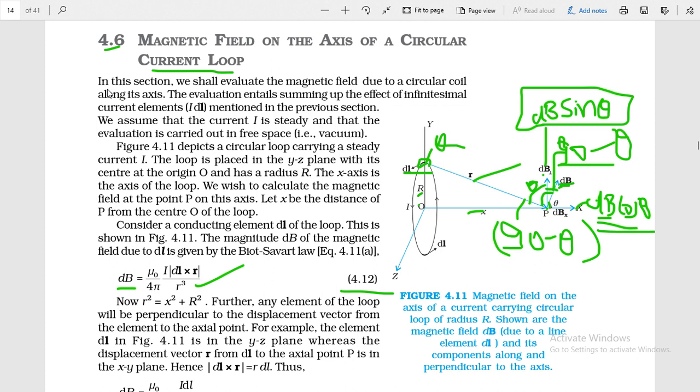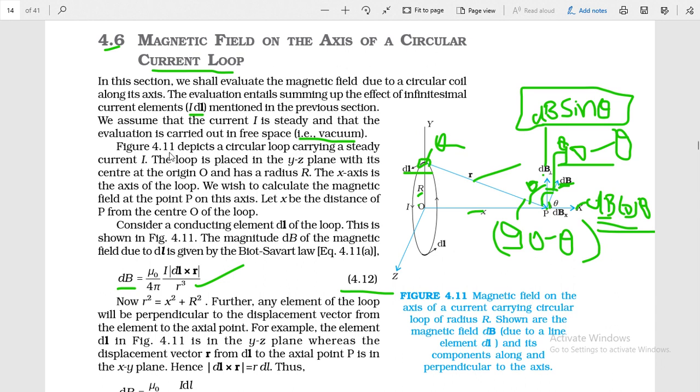Okay, so let's check this statement which is given in the text. In this section we shall evaluate the magnetic field due to the circular coil along its axis. The evaluation entails summing up the effect of the infinitesimal current element I dl mentioned in the previous section. We assume that the current I is steady and that the evaluation is carried out in free space. It means we are assuming that this arrangement is in vacuum or in free space.